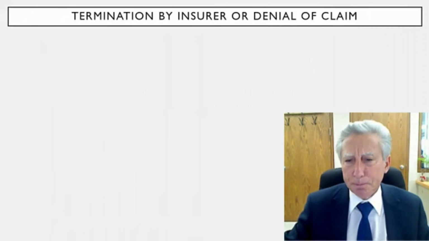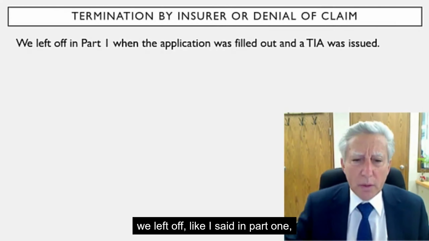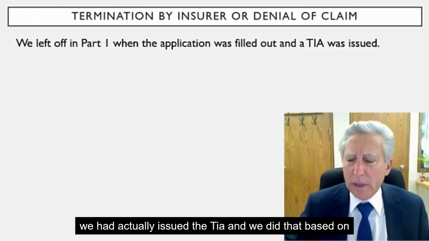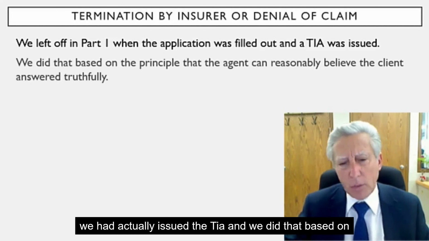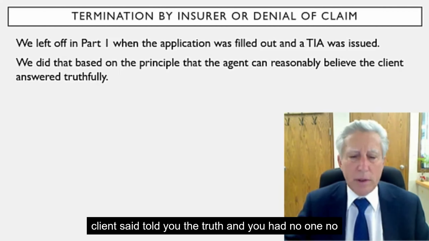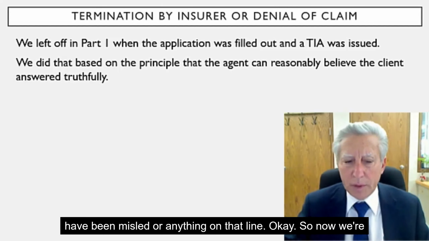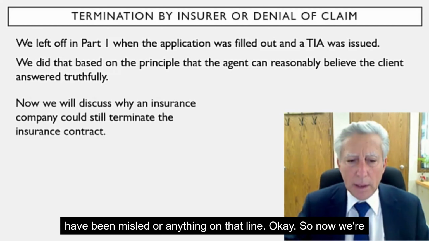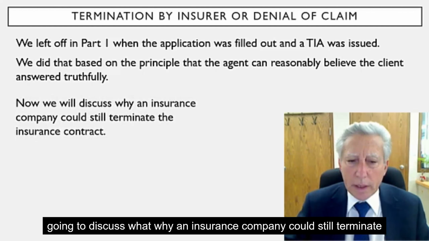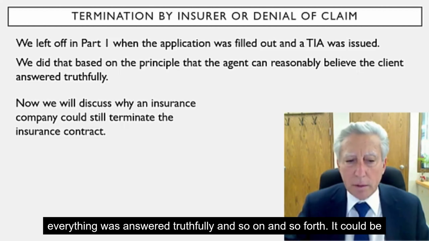Okay, so let's take a look at the first situation. So when we left off, like I said in part one, we had actually issued the TIA, and we did that based on the principle that, as far as you were concerned as the agent, the client told you the truth, and you had no way of knowing that you would have been misled or anything along that line. Okay, so now we're going to discuss why an insurance company could still terminate the contract, even though everything was answered truthfully and so on and so forth.